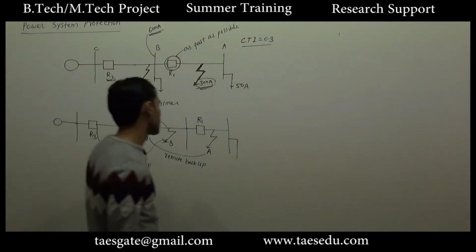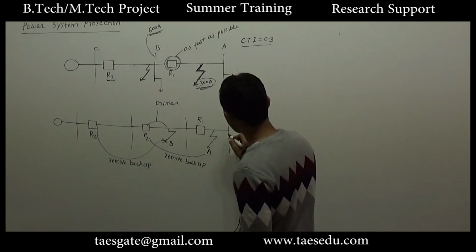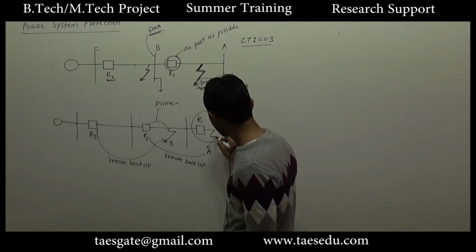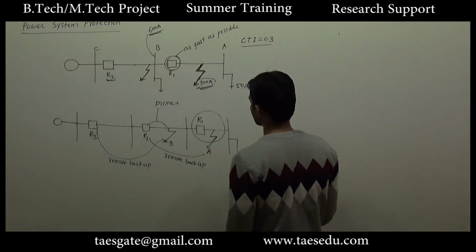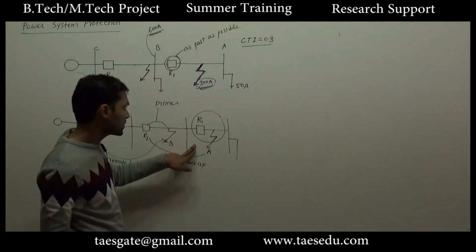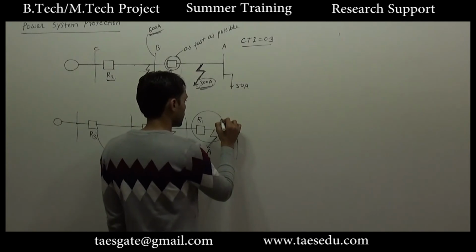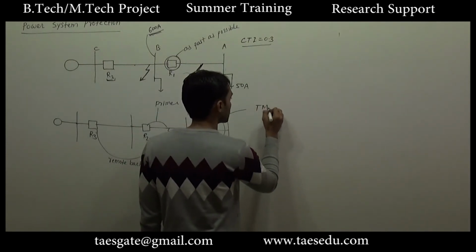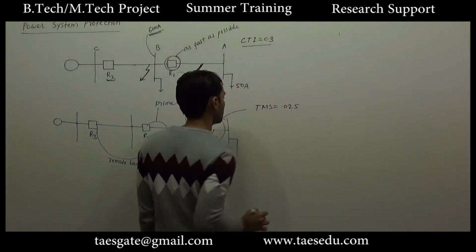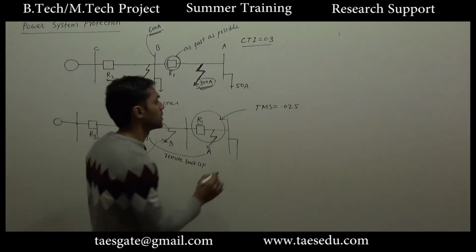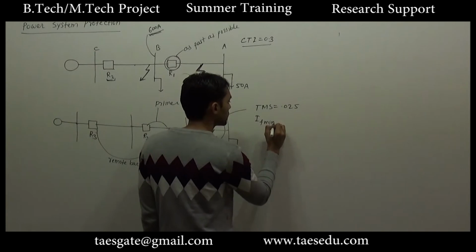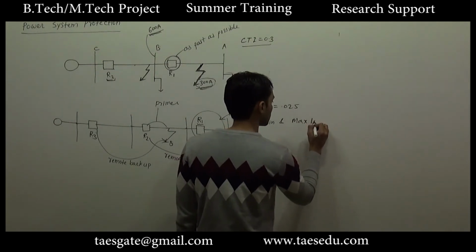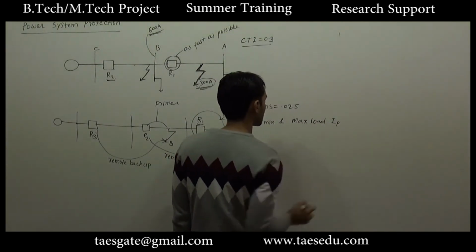Okay, and for calculation purposes, we will first start with the end which is at the far end from the source. We will start with this fault, and for this fault R1 will provide primary protection, so the value of TMS will be minimum, that is 0.025. According to the minimum fault current and maximum load current, the pickup current will be decided.